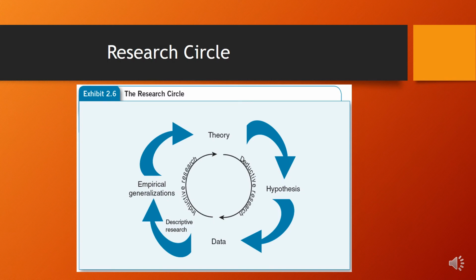In essence, a research circle exhibits how specific expectations from the more general theory are formulated into a hypothesis, which is used to formulate a procedure to collect data with which to test the hypothesis. Whereas inductive research begins with specific data, which is then used to develop a general explanation to account for the data.